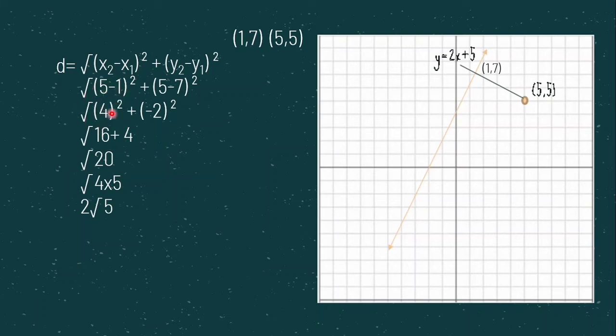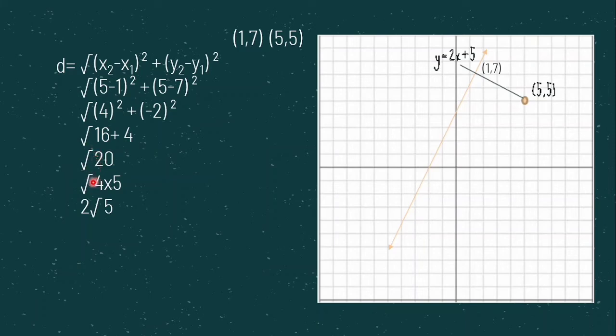5 minus 1, 4 squared, plus 5 minus 7 is equal to negative 2 squared. Then 4 squared, 4 times 4 is equal to 16. Negative 2 squared, negative 2 multiplied by itself is positive 4. Then you add this up. 16 plus 4 is equal to 20. Then the square root of 20. Again, don't forget the radical sign.